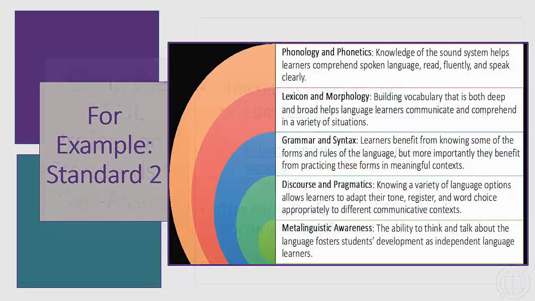For example, this graphic is copied and pasted directly from Standard 2, the Components of Language, that not only identifies each of the components by its linguistic terms, but also notes why the component is helpful for students to know. You might look at this chart and know with confidence that this is a strength of yours. Conversely, you might look at it and realize that, I don't often teach metalinguistic awareness, or I don't even know what pragmatics is, and then think that perhaps you could use some professional development on the components of language.